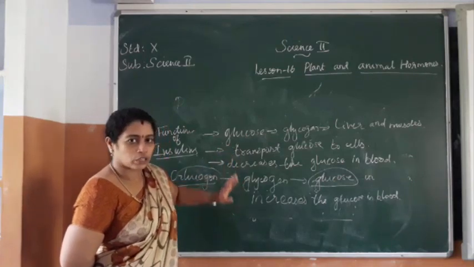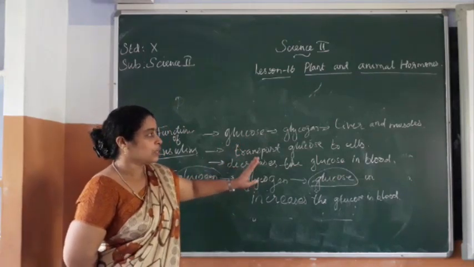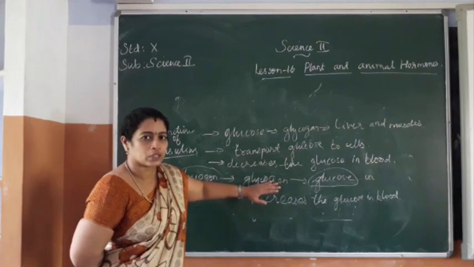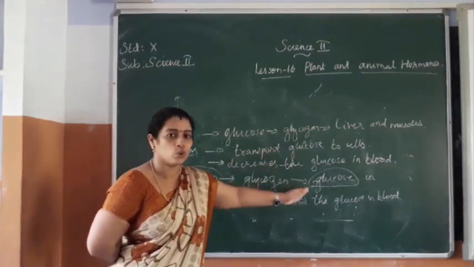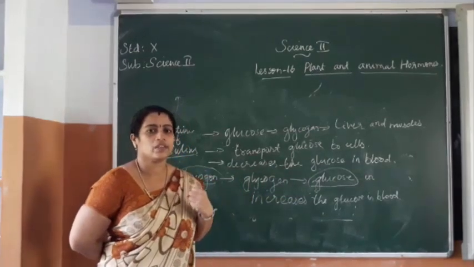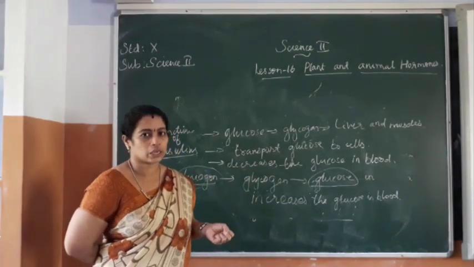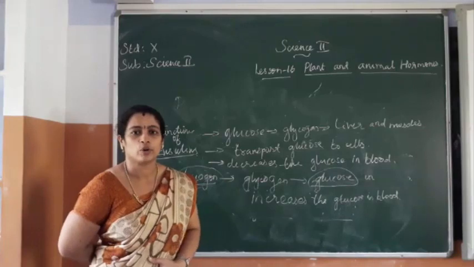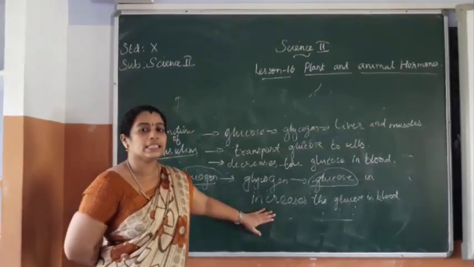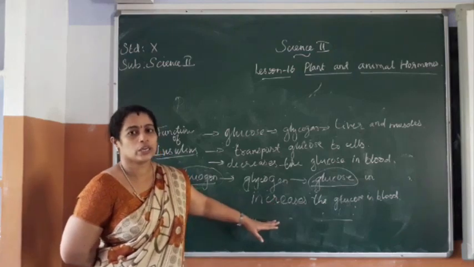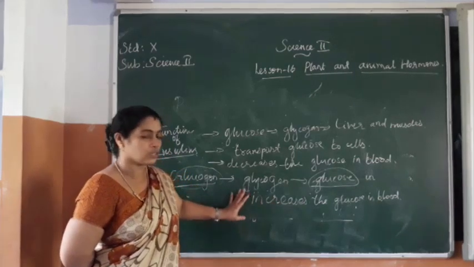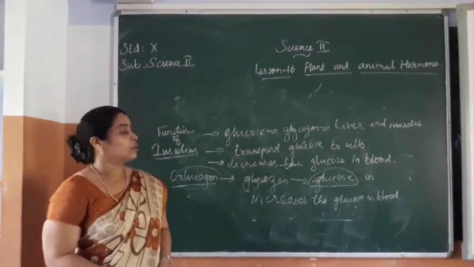Glucagon has the opposite function of insulin. The stored glycogen present in the liver and muscles will be converted into glucose when our body is in need of glucose, and it will be supplied to our body. Then it increases the glucose or sugar level in the blood. So these are the functions of the two hormones.